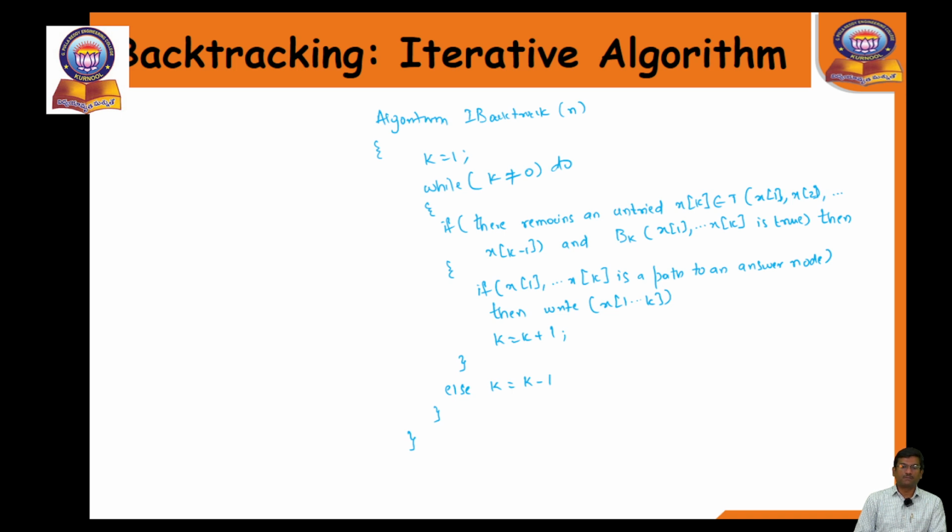If not, then in such cases you need to consider k equals k plus 1, which indicates you need to consider the next set of values. And even if this condition fails, then you have to backtrack, that is, apply a backtrack to the previous step.